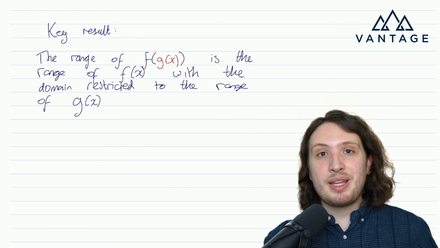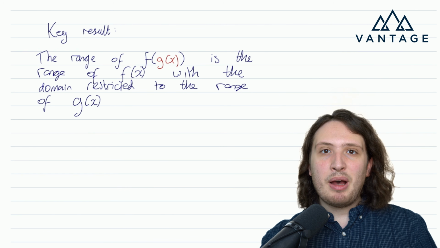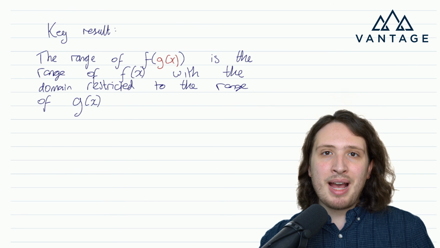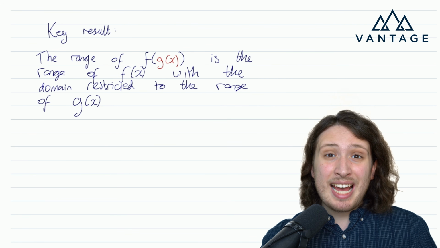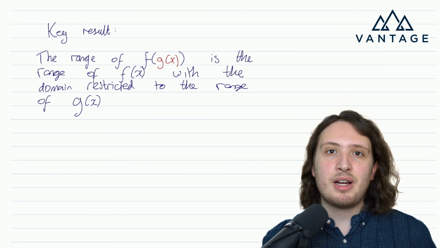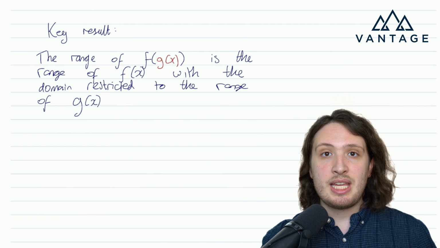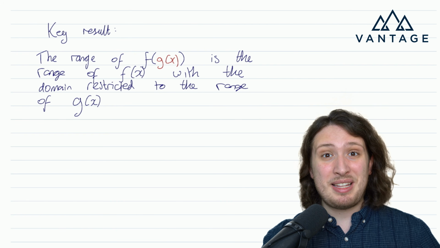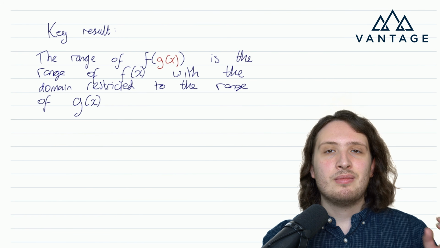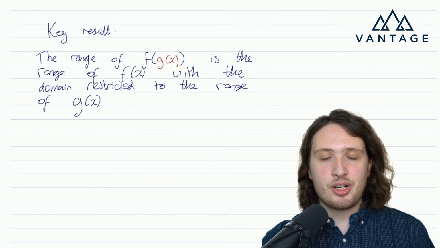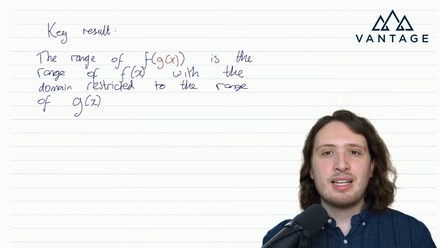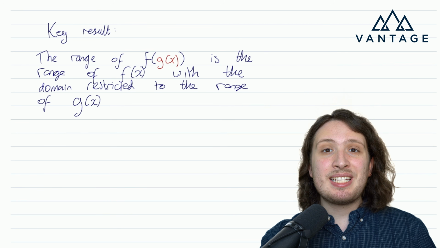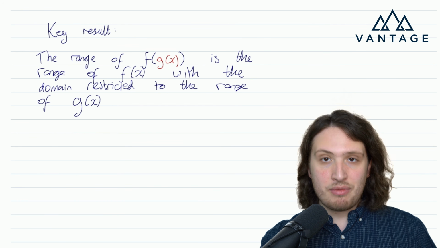So the key result that we need is very simple. Suppose we have some complicated looking function, but we manage to identify that it's actually the composition of two simpler functions, f of g of x, where f and g will certainly individually be simpler than f of g. The idea is that the range of this function, f of g of x, is the same as the range of f of x on the restricted domain equal to the range of g.